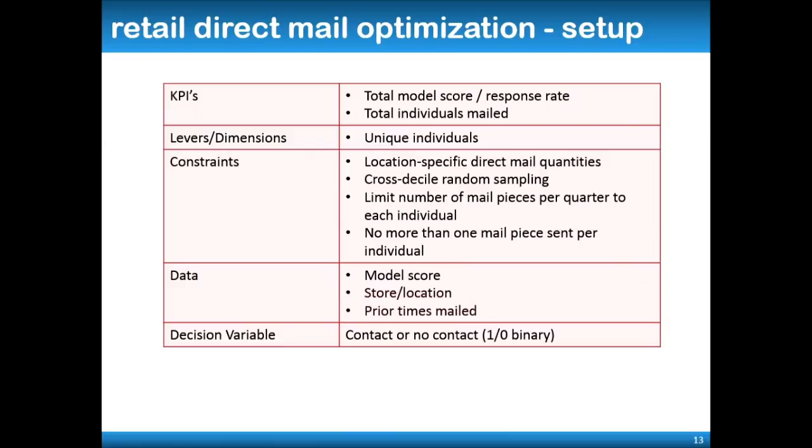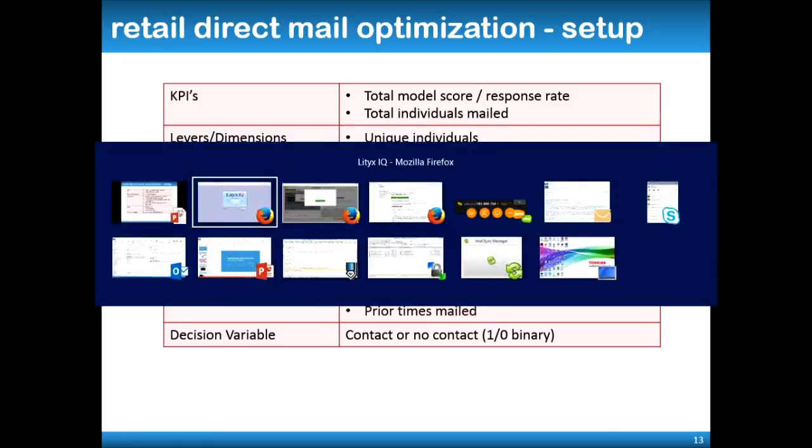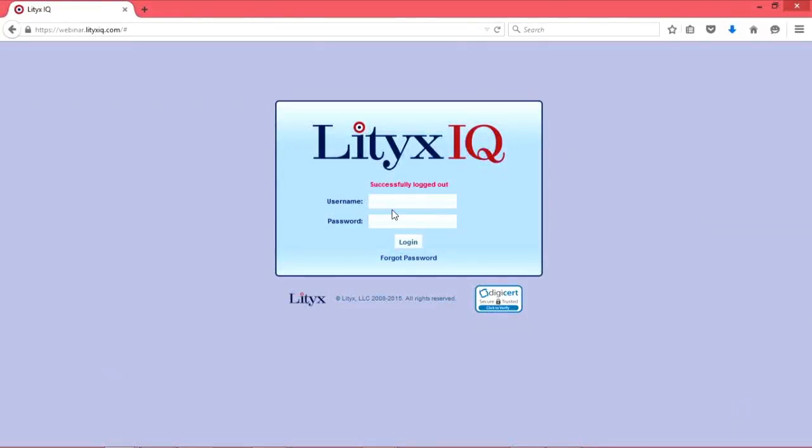And as I mentioned, the data to support this includes modeling information, so model scores and deciles, as well as the store and location that individuals are associated with, what footprints they are in, and also data like, through our campaign tracking systems, how many times each of those individuals has been mailed in the prior few months. Okay, so let me use that and jump over into the Lytyx IQ platform and log myself in here.